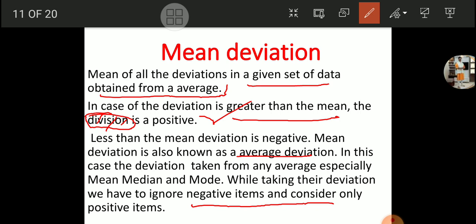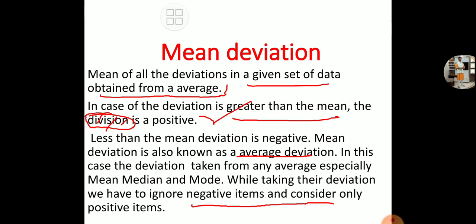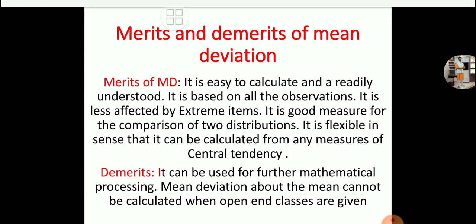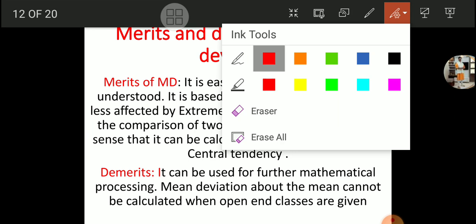You have to treat each and every item present in the provided set of data as a positive. That is the most important point we have to keep in mind at the time of calculation of a mean deviation. Now, what are the merits of mean deviation and what are the demerits?